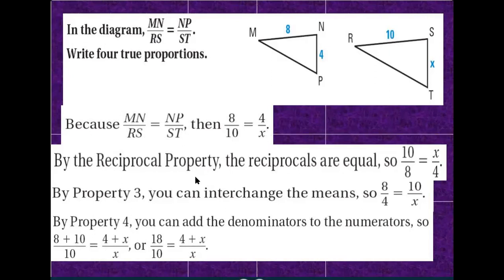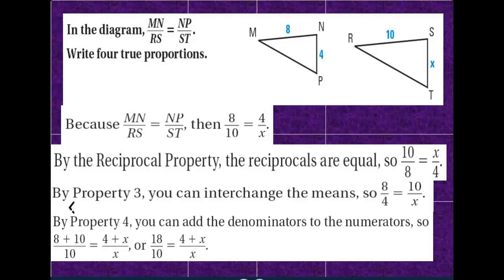What is the second property? We will use the reciprocal property. So the reciprocals are equal, so 8 over 10 becomes 10 over 8, which means 4 over x becomes x over 4.